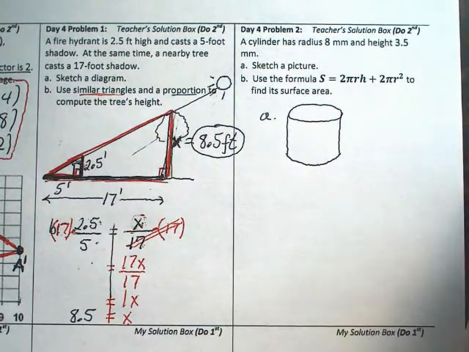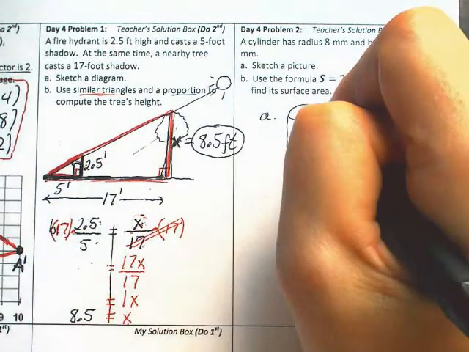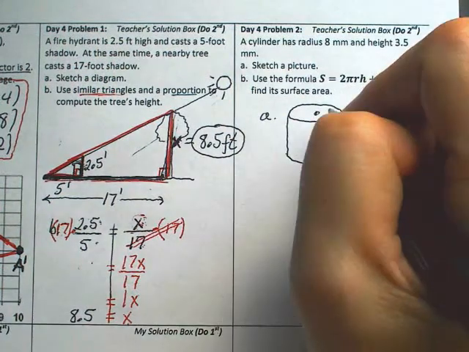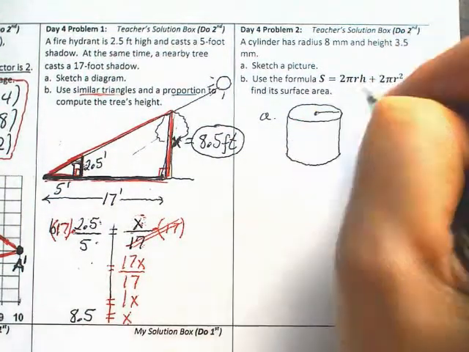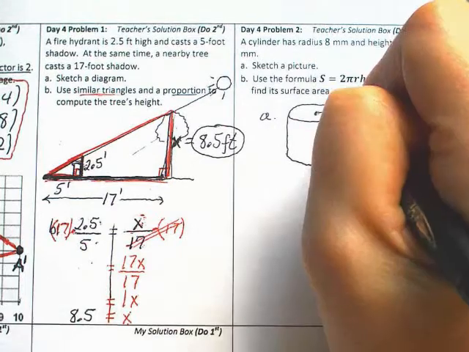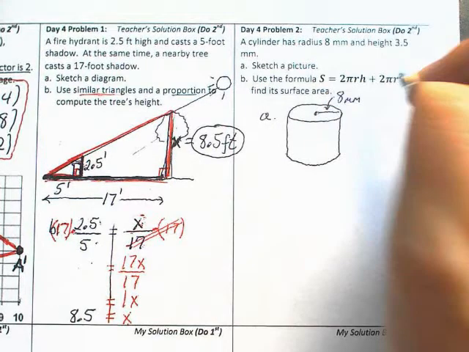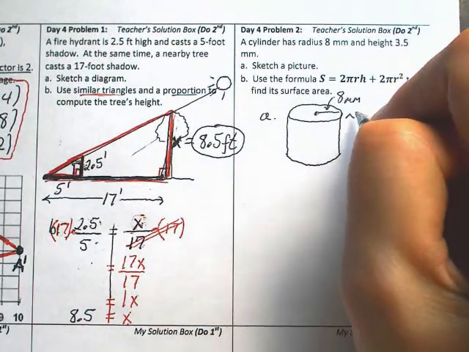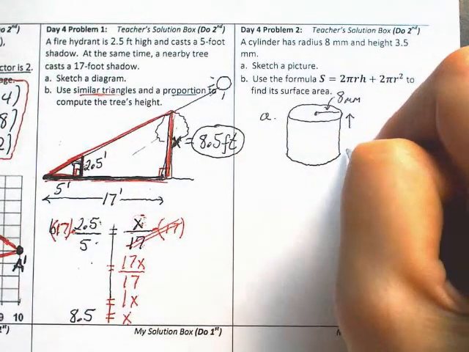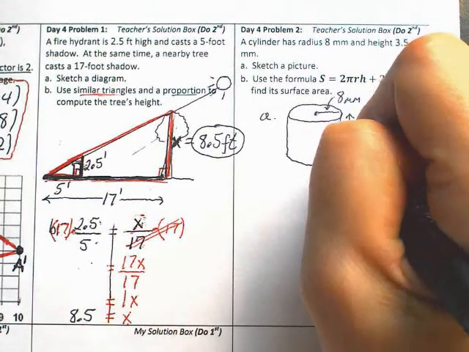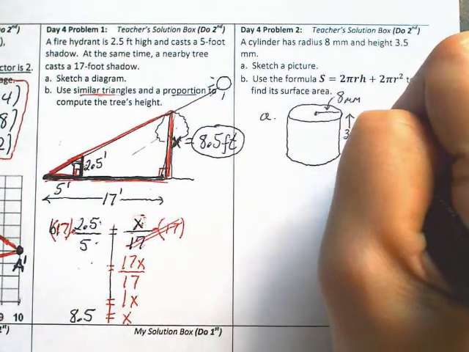Now we are told that the radius of the cylinder is 8 millimeters. The radius of a cylinder is the distance from the center of one of those circles to the edge of the cylinder. And so that distance is 8 millimeters. And we're told that the height is 3.5 millimeters. So from the top circle to the bottom circle of the cylinder is 3.5 millimeters.